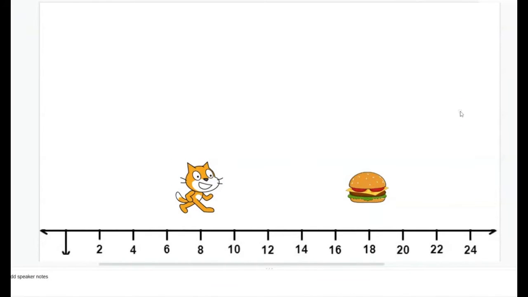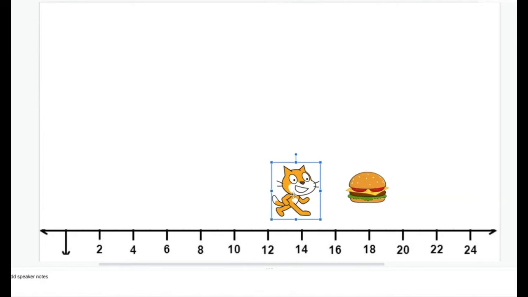If we add a number line, like the one shown here, we can stick the sprite anywhere on the line and measure the distance back to the left side of the screen. We can say the sprite is at 8 and the burger is at 18. We can say the sprite is moving from 8 to 14. This way we can have specific ways to describe where the sprite is on the screen.